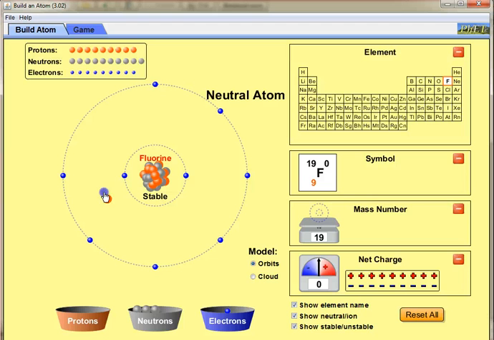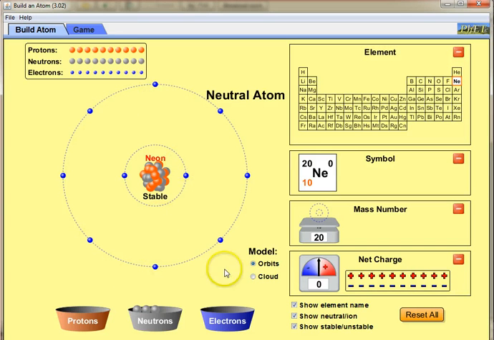And we get, oops, yeah, so you get neon. And it's already stable. Yeah, neon is already stable. It's neon 20. That's the symbol for it.